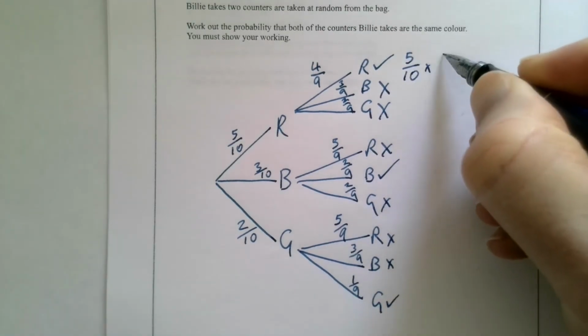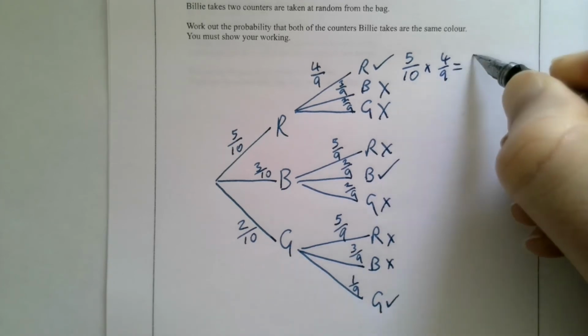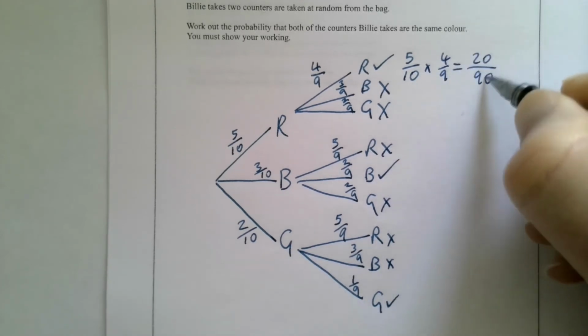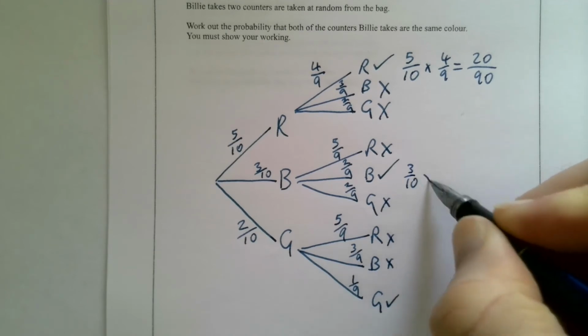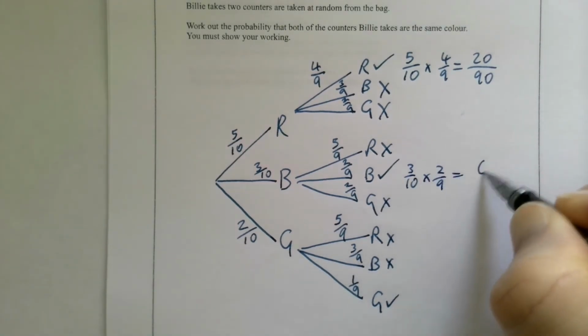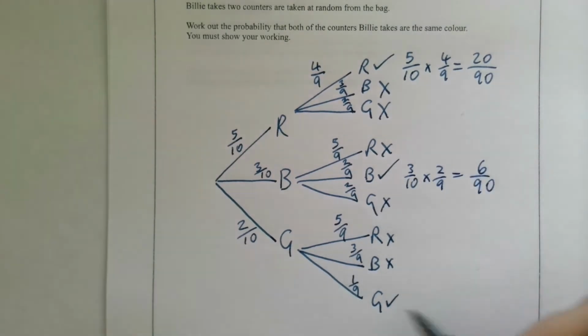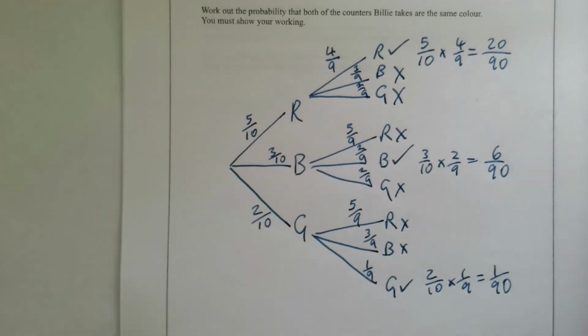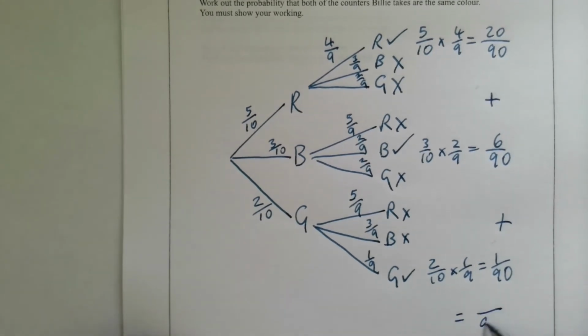So we've got 5/10 times 4/9. 5 4s are 20, 10 9s are 90. Next one, 3/10 multiplied by 2/9 gives us 6 over 90, and the last one, 2/10 times 1/9 gives us the very unlikely 1 in 90 chance of getting 2 greens. And then to get full marks we need to add all 3 of those together, which is going to give us 26 plus 1 is 27 out of 90.